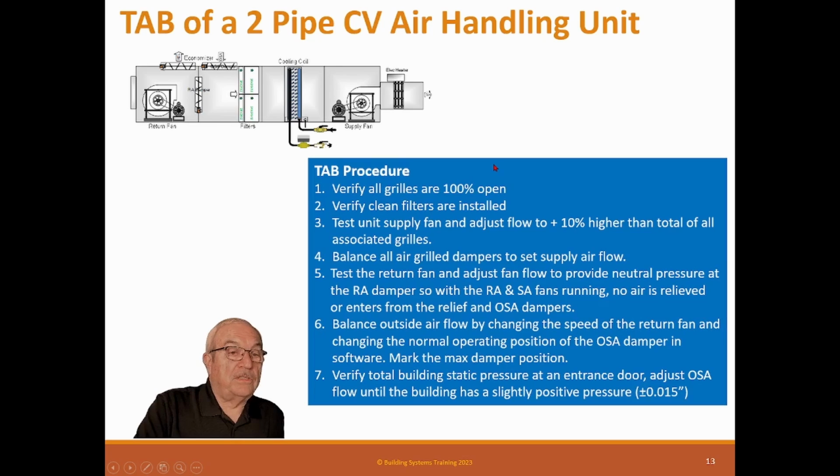Verify total building static pressure at the entrance door. Adjust the outside airflow until the building has a slightly positive pressure. So if you've got the total ventilation area you need by the design, then you need to go check building pressure. If it's negative, you need to increase this ventilation air until you have a slightly positive building.